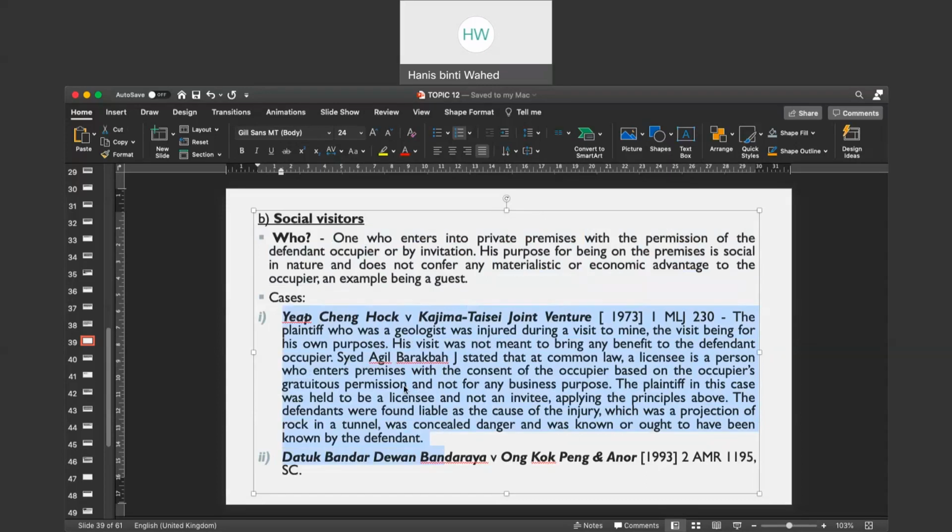And applying the principle above, yeah. So the defendants were found liable as the cause of the injury, which was the projection of a rock in a tunnel, was concealed danger as was known or ought to have been known by the defendant. Okay. Jadi this is the case that illustrate on this.